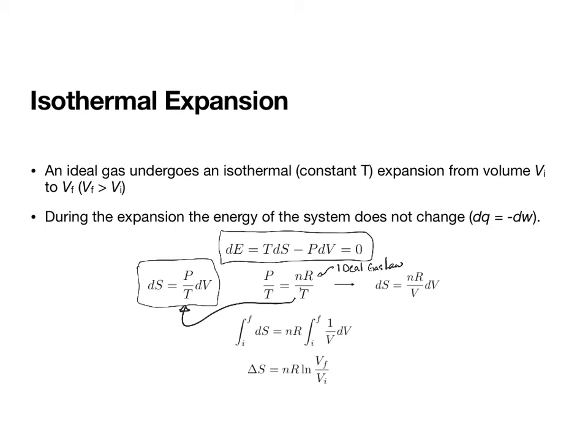Apparently I don't know my ideal gas law. This should be volume. So when I plugged that in, I get that dS is equal to nR over V dV. And this is convenient because that means that I can integrate. And so if I integrate both sides of this expression, I get that delta S is equal to nR times the natural log of VF over VI.